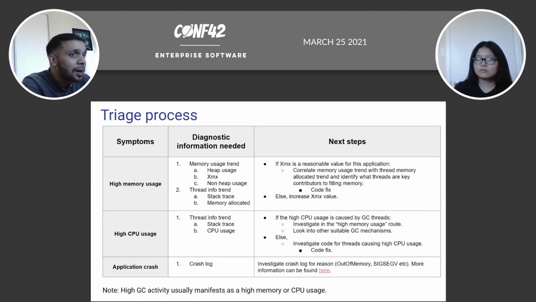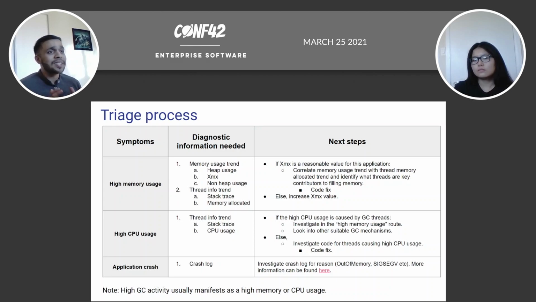If it's not a garbage collection thread, then we look at the threads that have been causing the high CPU usage and what the stack trace was at that point in time when it was causing the high CPU usage. We investigate that code path and try to optimize it so that it doesn't take up as much CPU time, or it is bumped to a lower priority if it is not meant to harm the CPU. Now that's done, let's move to the third and final symptom, which is an application crash.